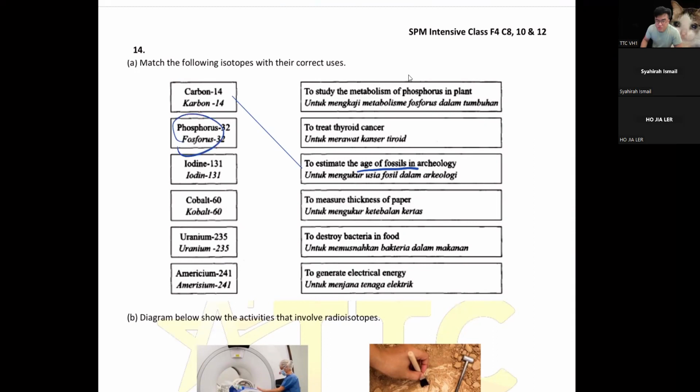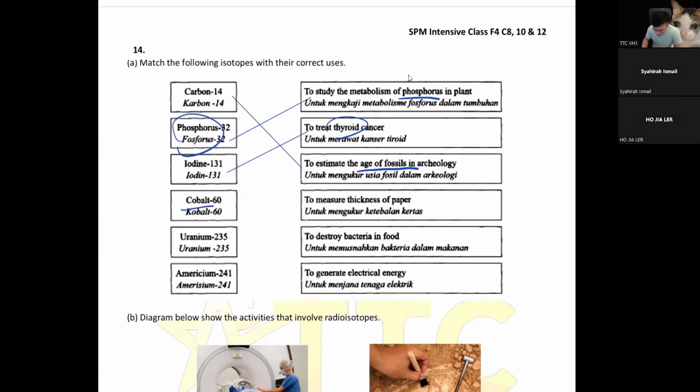Okay, phosphorus 32, this is a tracer for plant. We trace how plant absorb fertilizer, the metabolism of phosphorus in plant. Iodine 131, it's for your thyroid tracer. This is for your thyroid cancer. Your thyroid is to produce thyroxine, remember? Your metabolism.